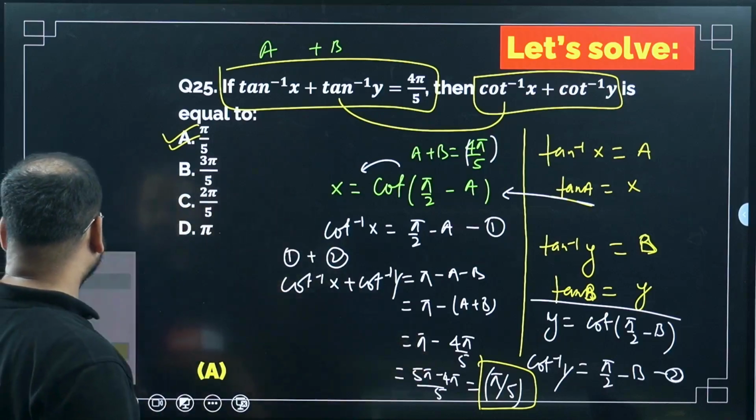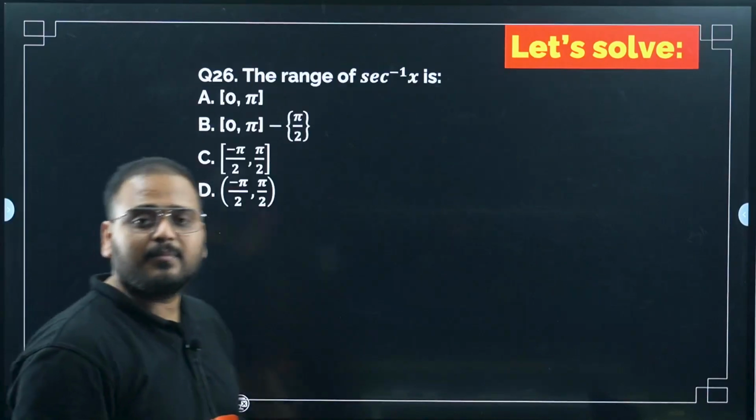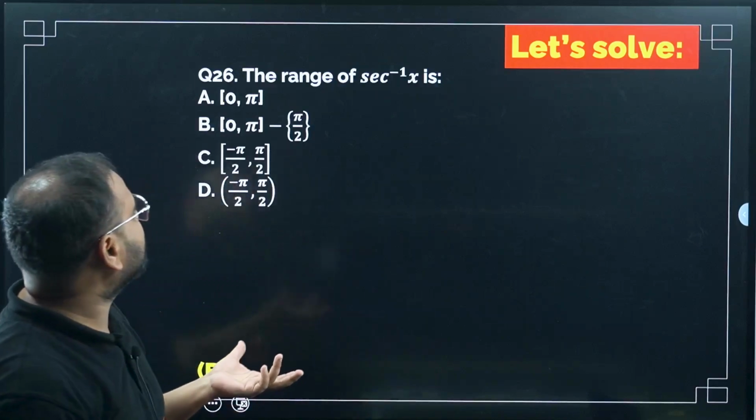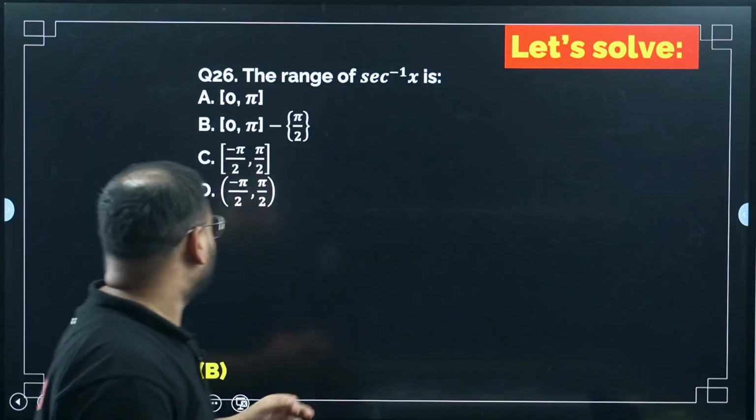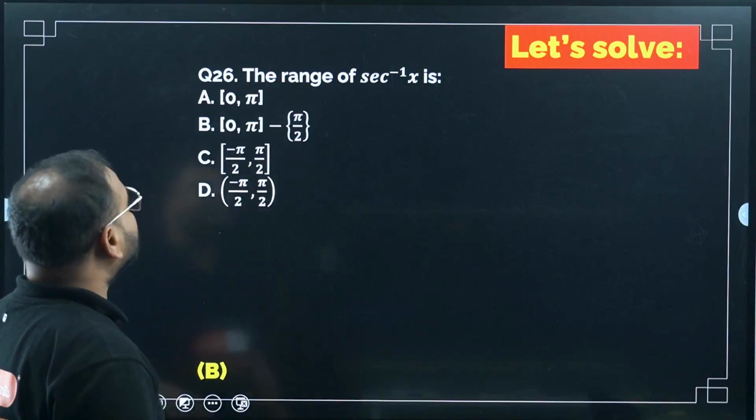Just a few more questions to discuss. Let us complete this. Only 5 more questions are there. We'll complete this quickly. This is actually a PYQ. Can a question get simpler than this?